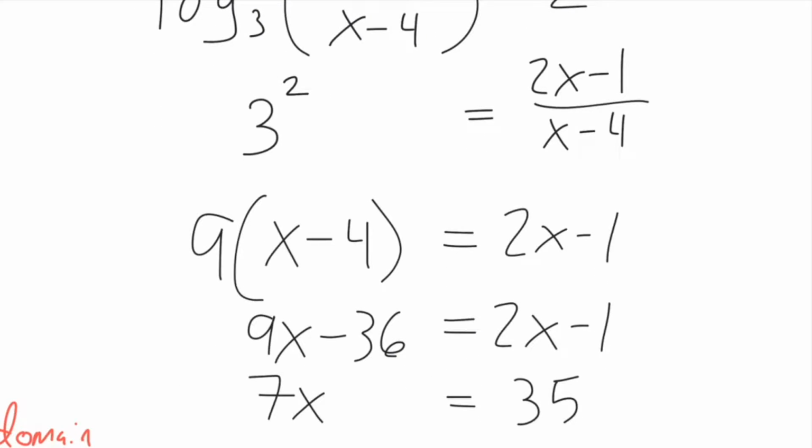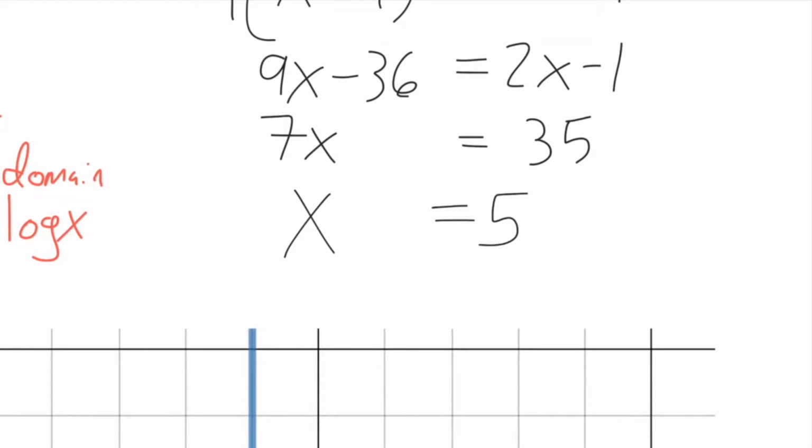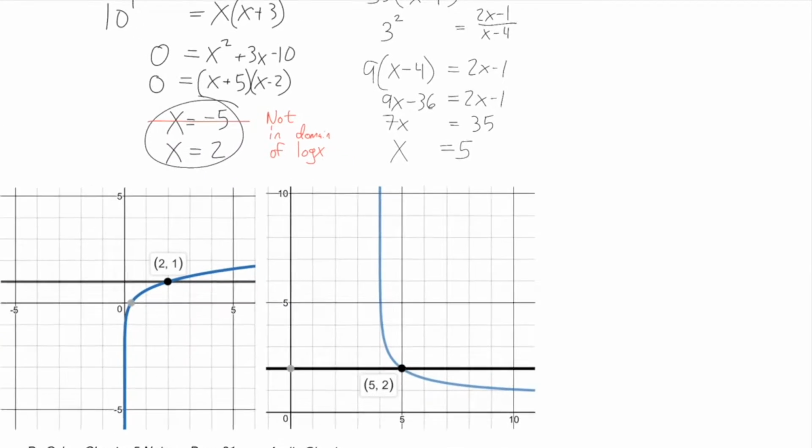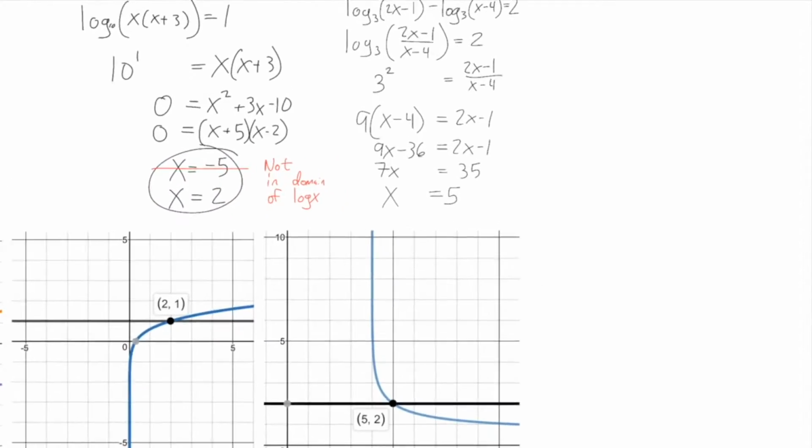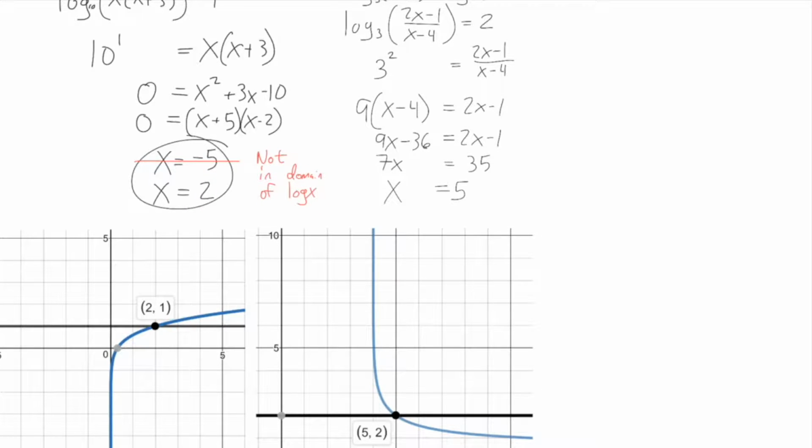Now, if you multiply both sides by x minus 4 to clear the fraction, you get 9. 3 squared is 9. So 9 times x minus 4 is equal to 2x minus 1. Distributing and solving, you get x equals 5. Which you can also see on a graph. If you plot this, you see x equals 5 right here.